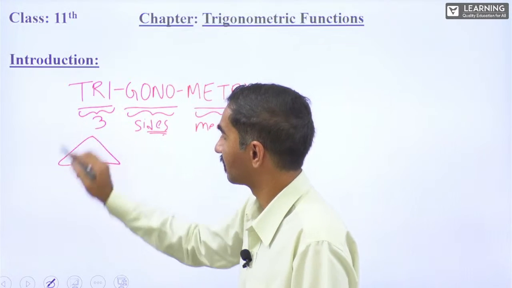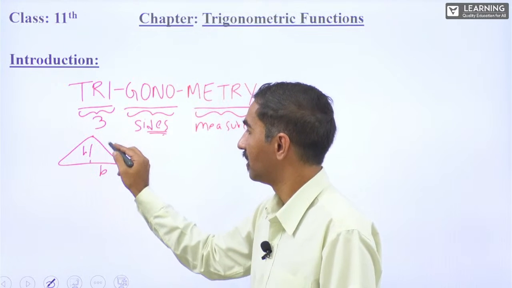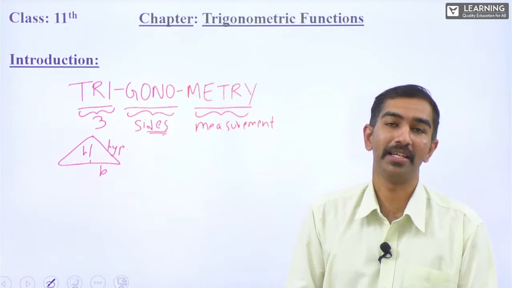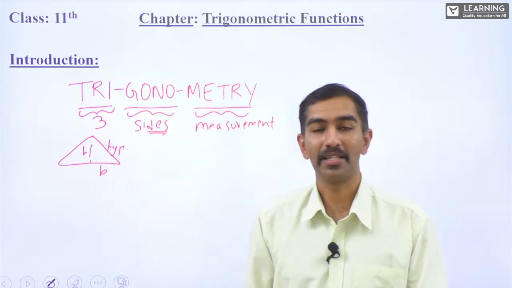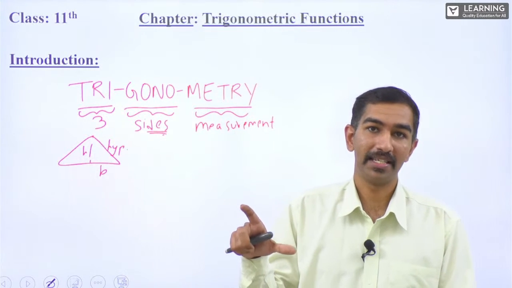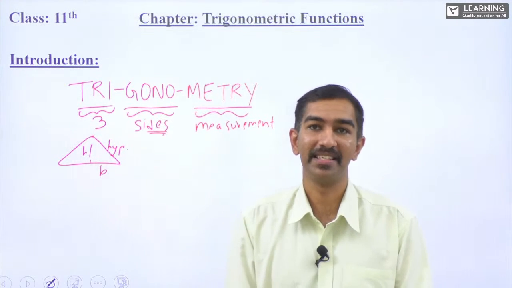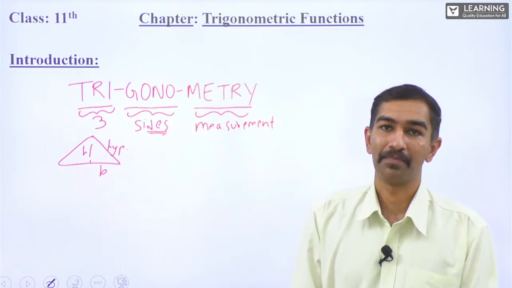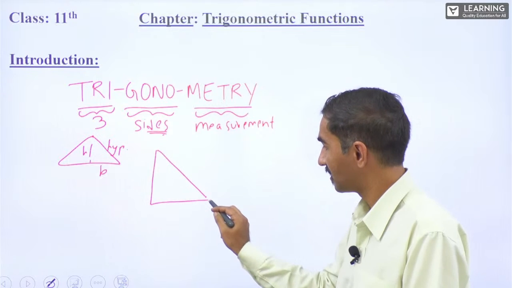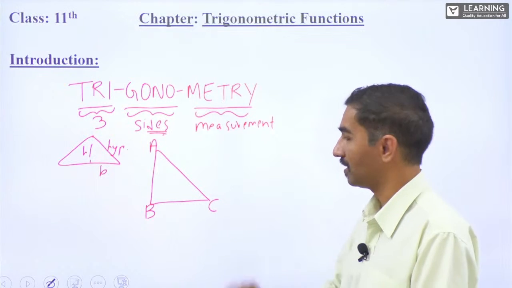So 3-sided measurement means a triangle, which has a height h, a base b and the hypotenuse. Pythagoras theorem, maybe you have studied in your earlier classes. What does Pythagoras theorem state? The square of the hypotenuse, which is the largest side in a triangle, is equal to the sum of squares of the other two sides. Now there are 3 sides here. Let us name them A, B and C.